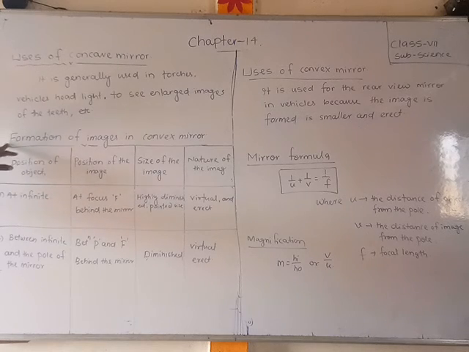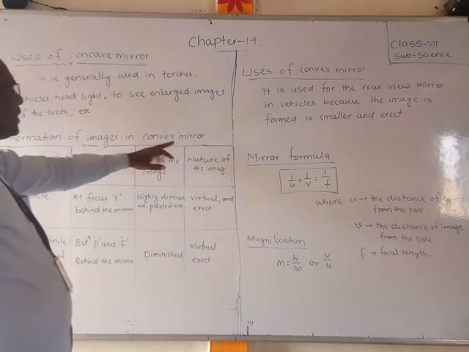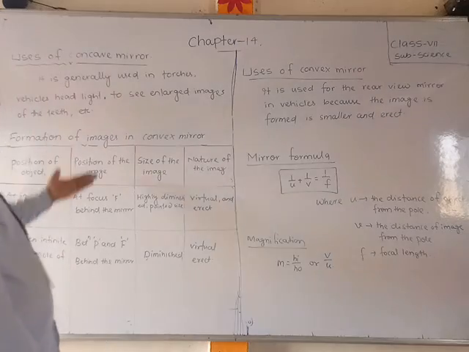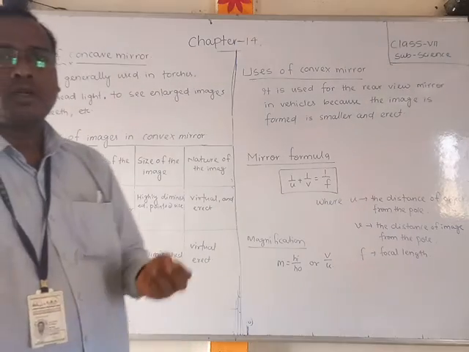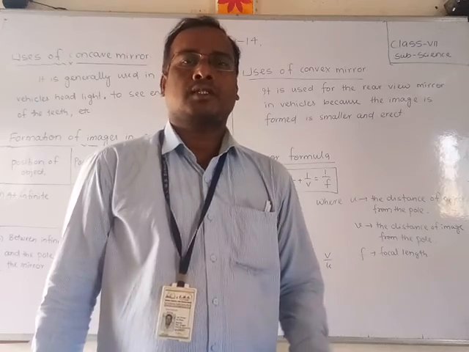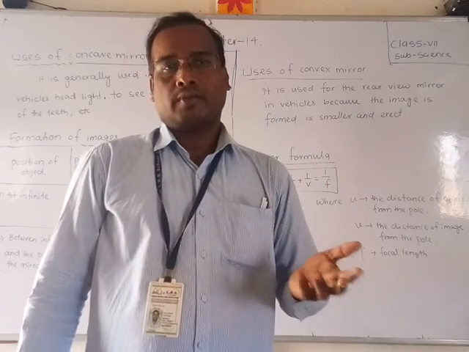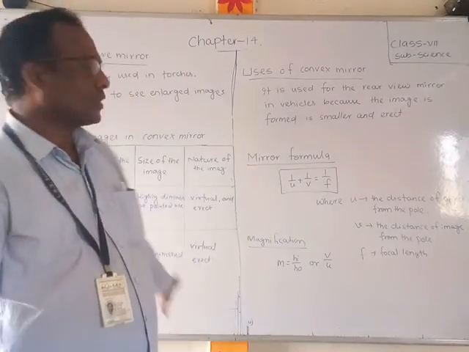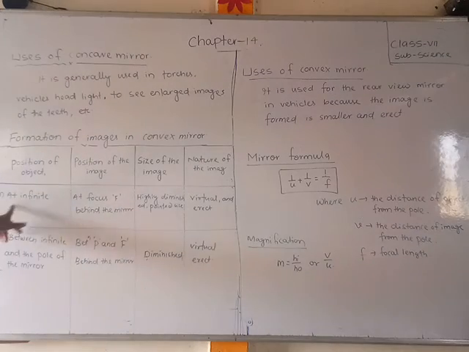Now we are going to discuss the formation of images in the convex mirror. Just like you studied the images formed by the concave mirror, now we see the images of the convex mirror. There were six positions there, but here the object positions are only two: one at infinity, and one between infinity and the pole of the mirror. I will explain that later.